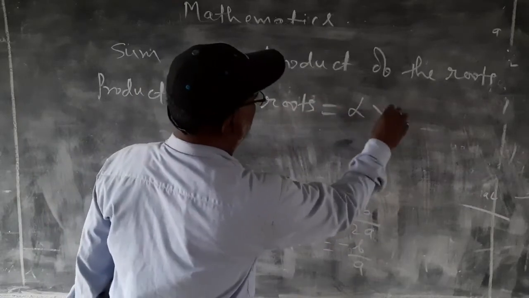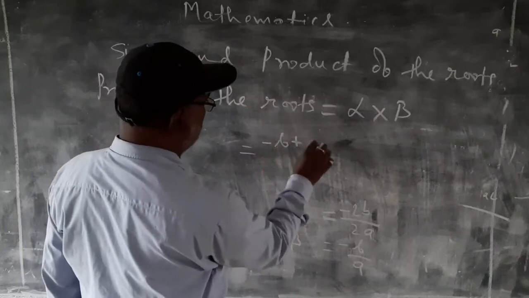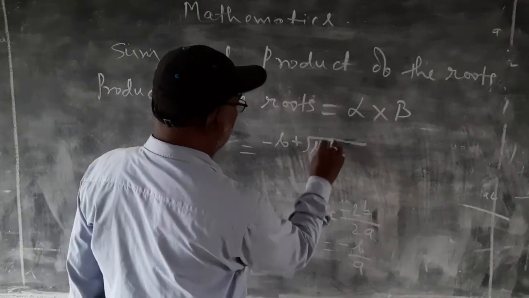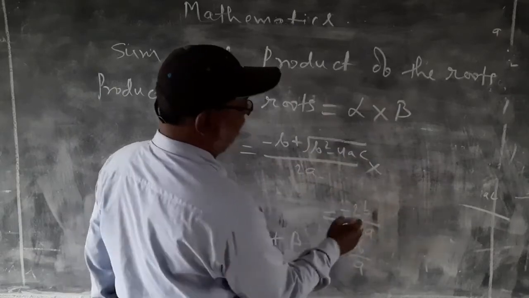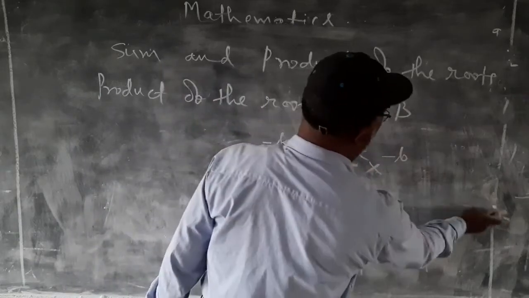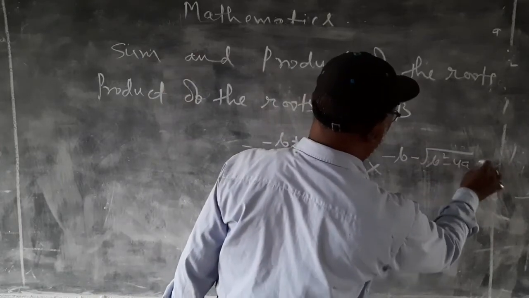That is alpha multiplied by beta. Now take the two values. Alpha is (minus b plus under root b square minus 4ac) by 2a. Multiply with beta, which is (minus b minus under root b square minus 4ac) by 2a.